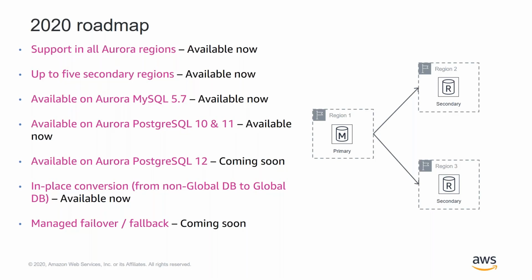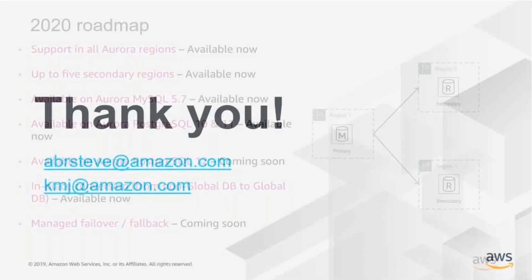And then the last thing here that we have coming up soon is managed failover and fallback. What this allows you to do is, let's say you have 2 regions and you want to switch over from one to the other and then back, just because maybe you have compliance reasons, maybe you have standard drills that you need to run within your organization to make sure that you are able to fail over and fail back. And this will allow you to do that in a more automated and easier way.